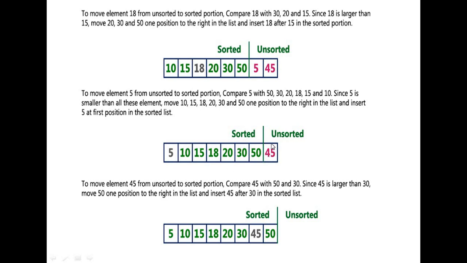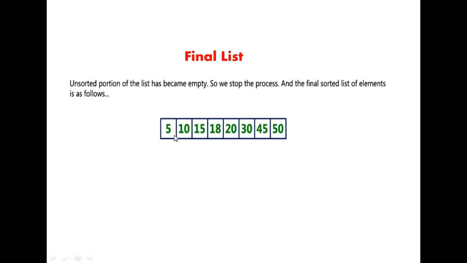Now the last element we will choose and compare with all the elements from the sorted list. Now here 45 is greater than 30 but smaller than 50, so it will be placed after 30 and before 50. So you can see this, all the elements are in sorted order. So the final list is 5, 10, 15, 18, 20, 30, 45 and 50. So this is the final list of insertion sort.